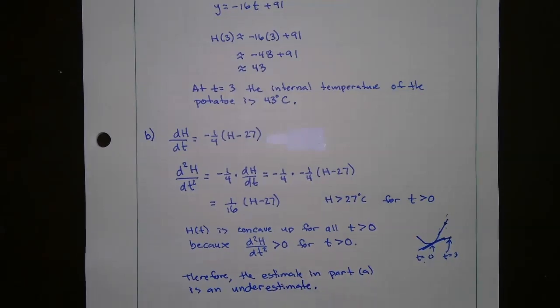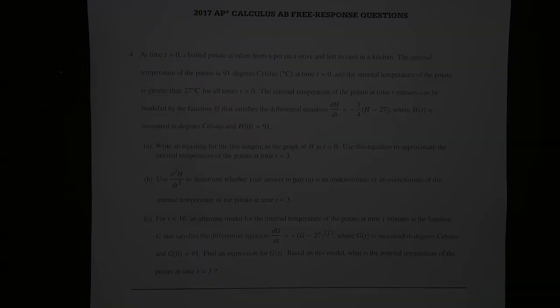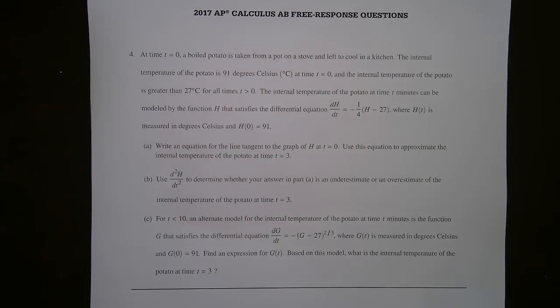Okay? And that's all we have to do for part B. All right, so let me go back to our question and we'll look at part C. For part C, for t less than 10, an alternate model for the internal temperature of the potato at time t minutes is the function g, satisfying this differential equation.